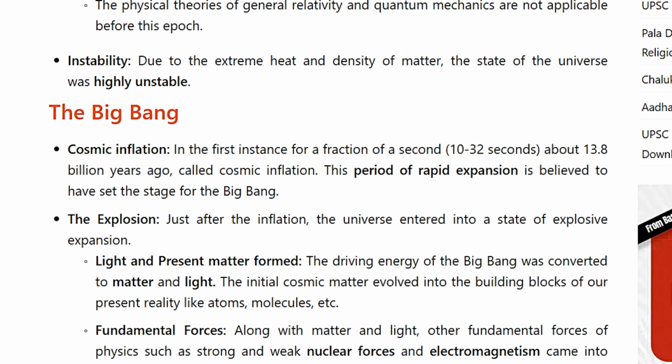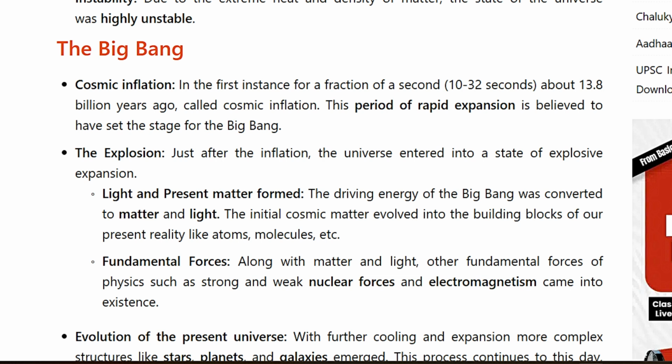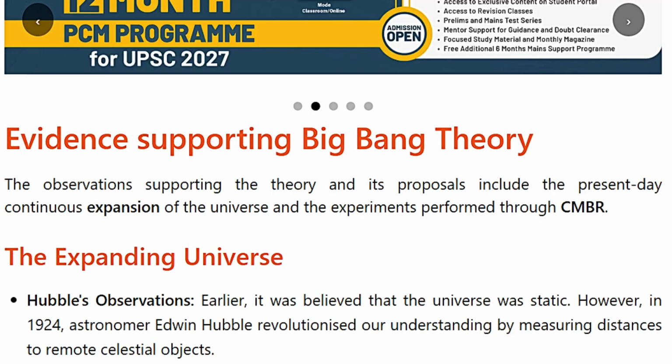The initial cosmic matter evolved into the building blocks of our present reality like atoms, molecules, etc. Fundamental forces. Along with matter and light, other fundamental forces of physics such as strong and weak nuclear forces and electromagnetism came into existence. Evolution of the present universe. With further cooling and expansion, more complex structures like stars, planets and galaxies emerged. This process continues to this day with the universe still expanding and evolving.